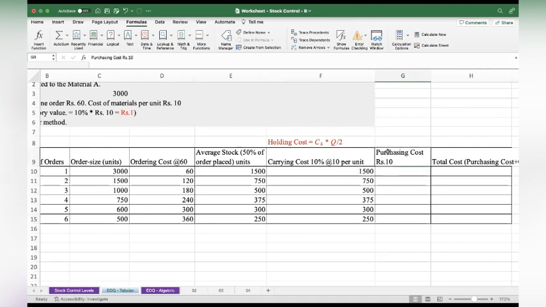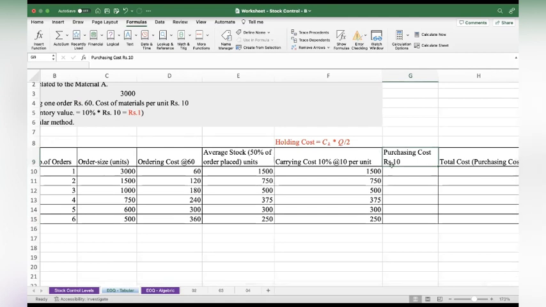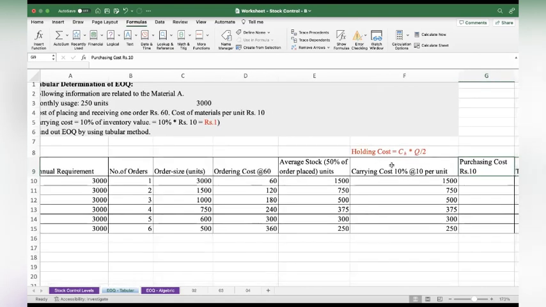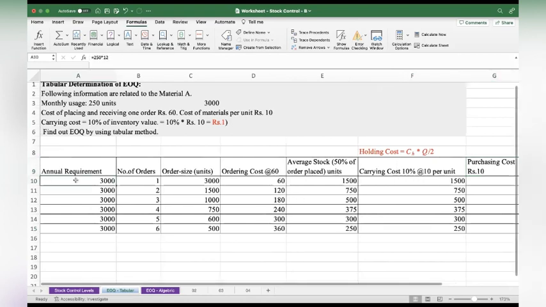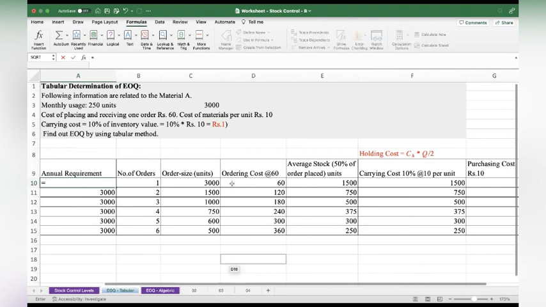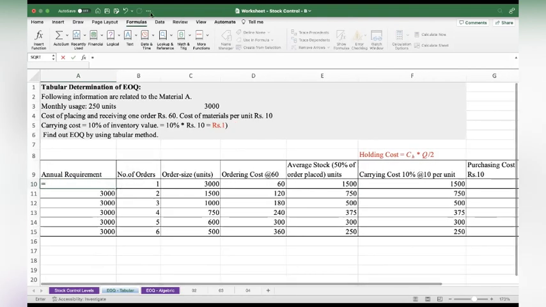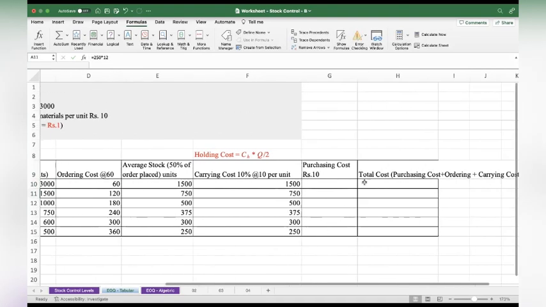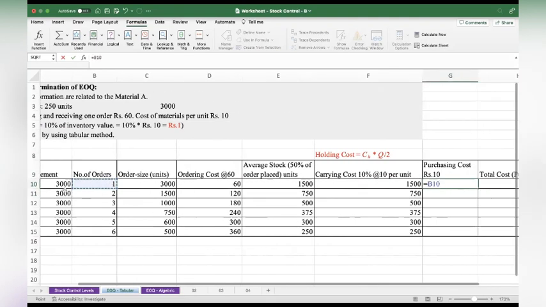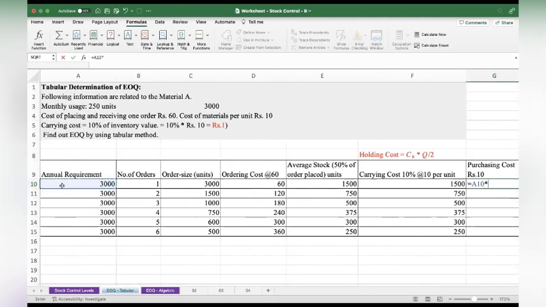Purchasing cost? They say per unit they are paying 10 rupees. So the annual requirement is 3,000. Annual requirement is 3,000, right? So purchasing cost will be 3,000 into 10, right?